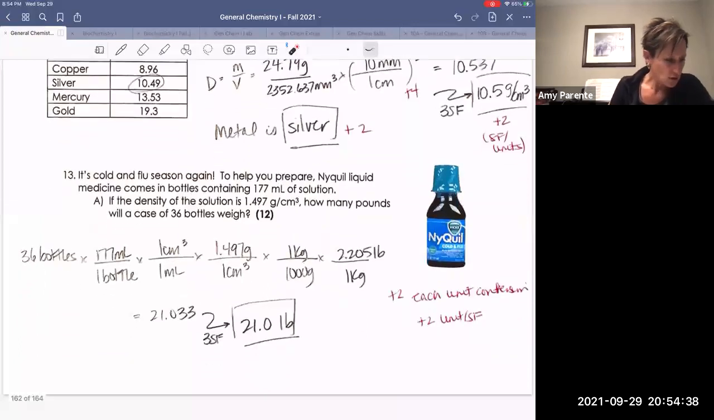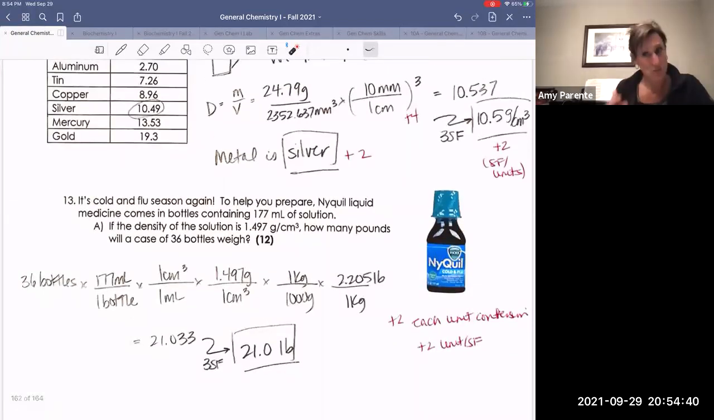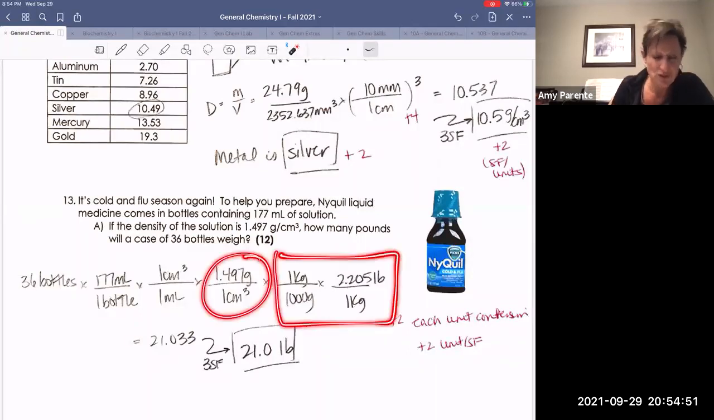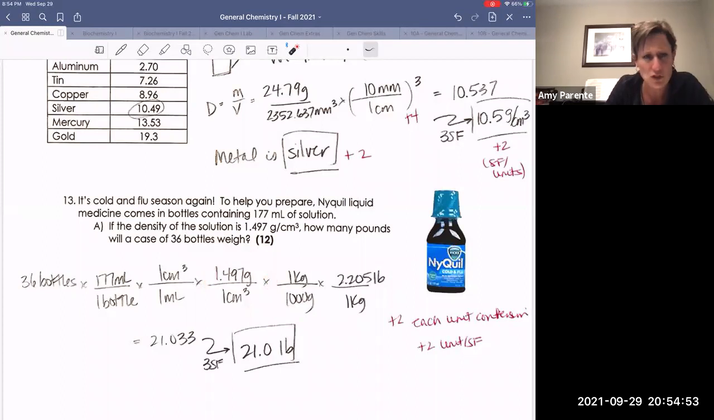Okay, another unit conversion problem here. This one has a few more steps. One of the things I noticed is that some people didn't take this on all the way. They maybe stopped at grams here. They didn't have these last two steps. So I could not give full credit for this problem.